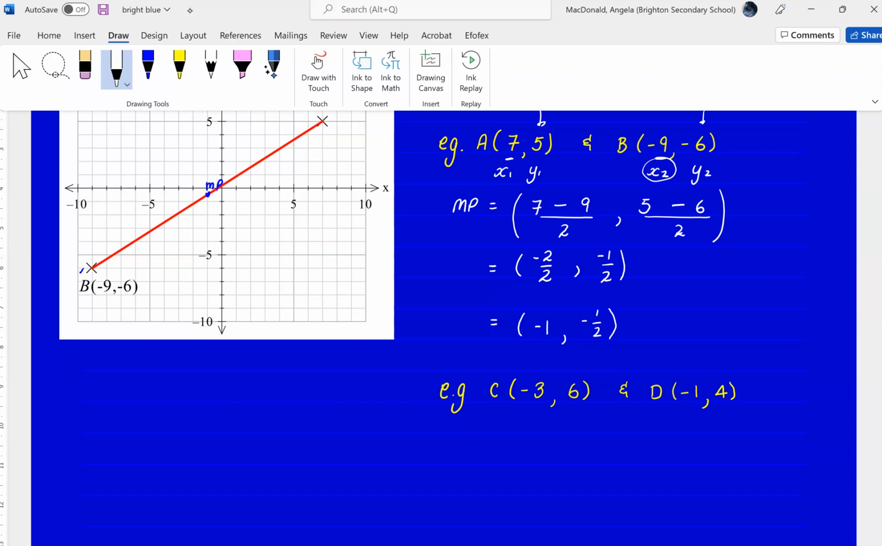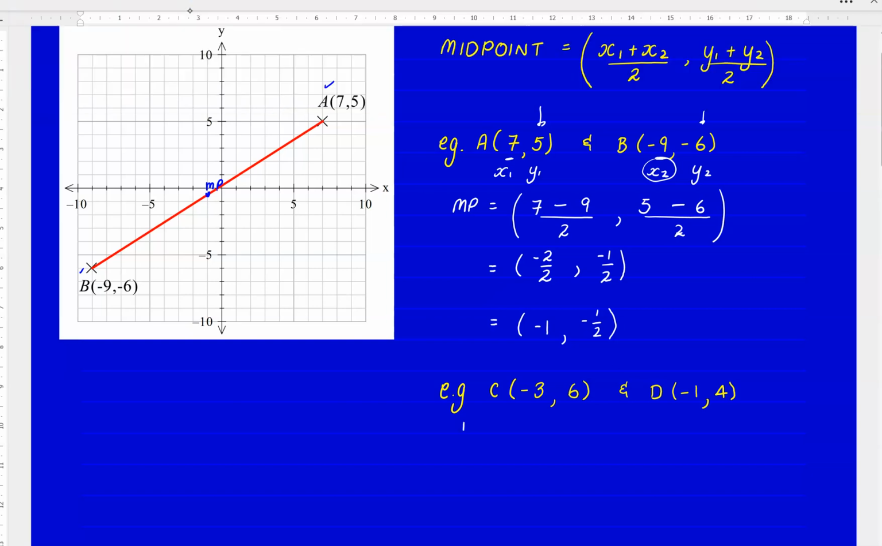So once again, we're using our formula. I'm going to write it again. It's nice to have it right underneath your points, and then you will remember it. Writing and talking at the same time, bit of a challenge. So x1 plus x2, so we add our x values together, add our y values together, and divide by 2.